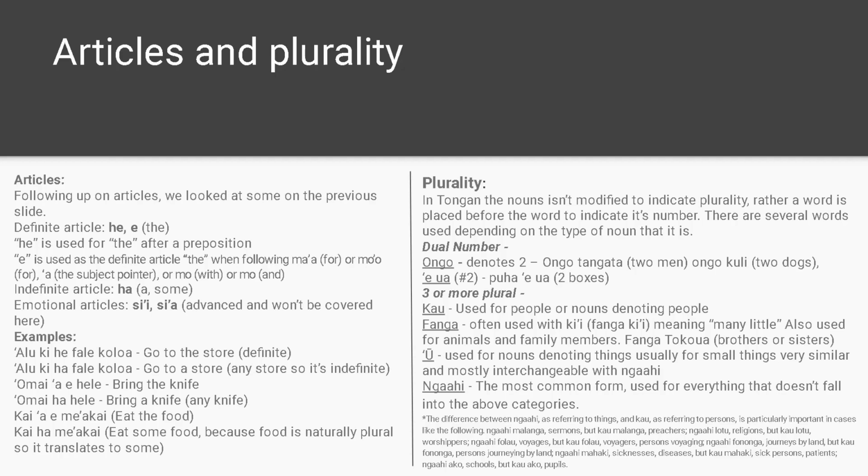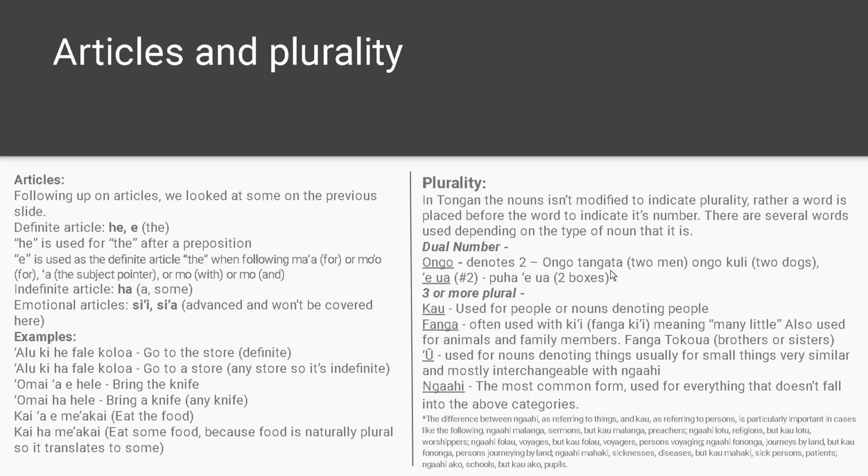We have alo ki he fale koloa, go to the store, or alo ki ha fale koloa, go to a store. Omai ai hele, bring the knife, or omai ha hele, bring a knife or any knife. Kai ai mea kai, eat the food. Kai ha mea kai, eat some food. But because food is naturally plural, it translates to some.